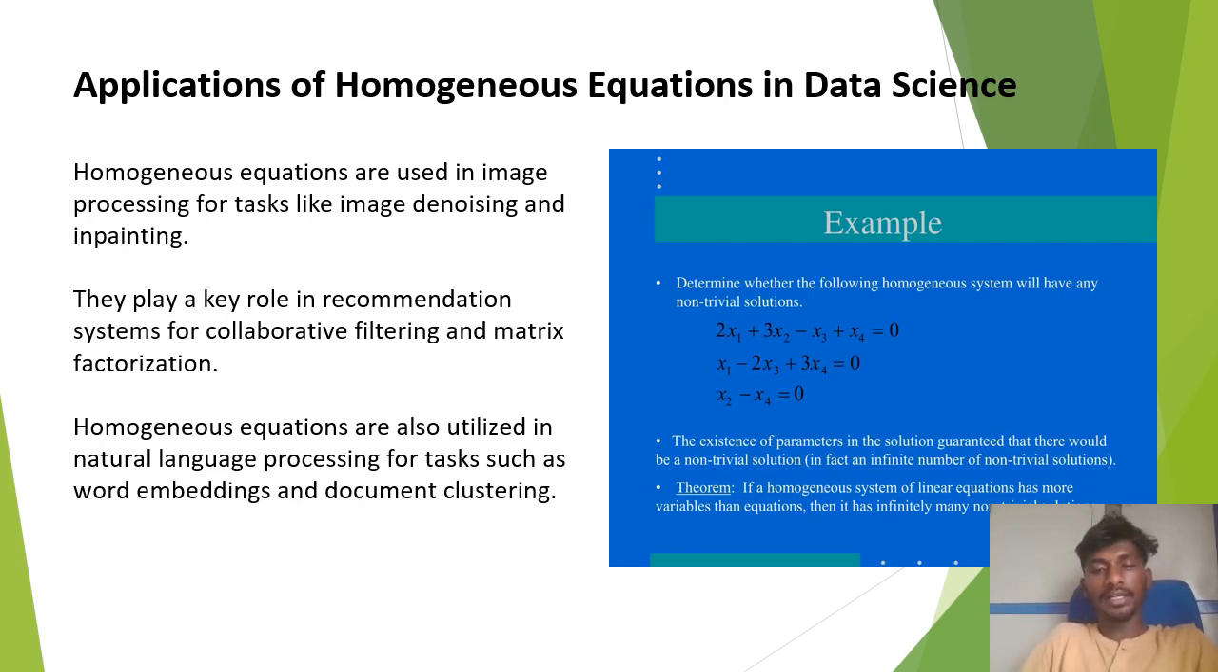For example, determine whether the following homogeneous system will have any non-trivial solutions. 2x1 plus 3x2 minus x3 plus x4 equal to 0, x1 minus 2x3 plus 3x4 equal to 0, x2 minus x4 equal to 0. The existence of parameters in the solution guaranteed that there would be a non-trivial solution, in fact, an infinite number of non-trivial solutions.